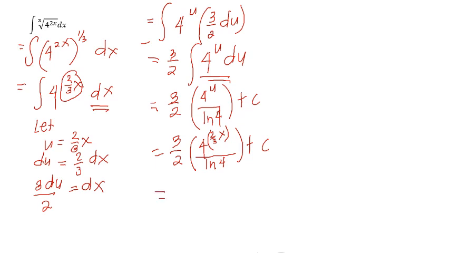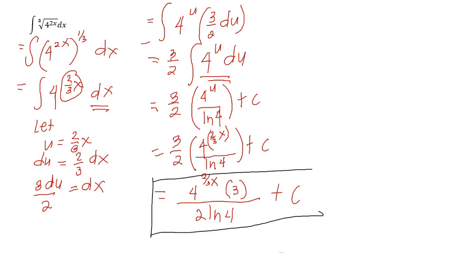Or you can simply write it this way: 4 raised to 2/3 x times 3 all over 2 ln 4 plus c. Any other way. Okay, this is now our final answer.